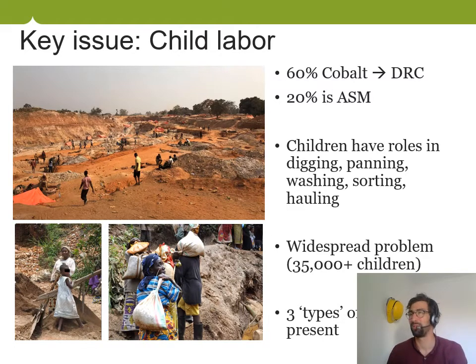DRC is a really large country. It's a very poor country. There's some large-scale mining, but there's a huge amount, maybe 2 million artisanal miners. And it's very well endowed with some of the key technology metals. So 60% of the world's cobalt is produced in the DRC, and a significant amount of this, maybe 20%, is produced by small-scale and artisanal miners.